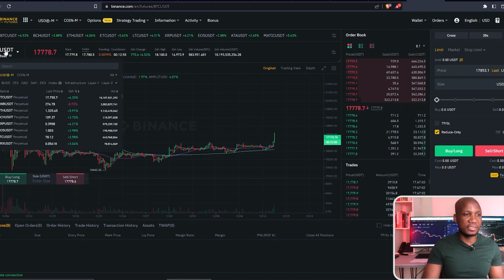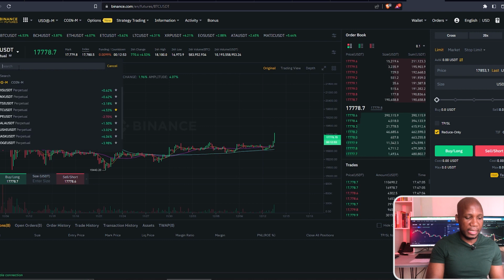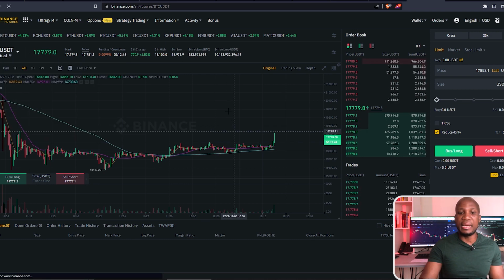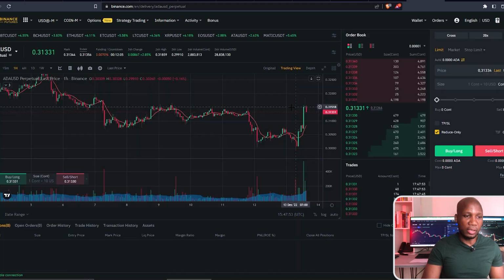Now here I can just come, I don't know if I want to trade ADA or Matic. ADA for me is less volatile compared to the other assets. So let me open that one. Again, here we can see that the market is bouncing off this resistance and also some key level of support here on the other side.